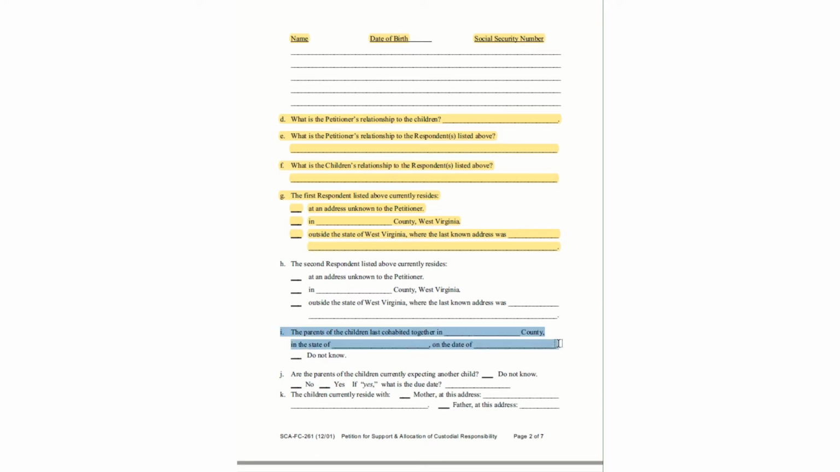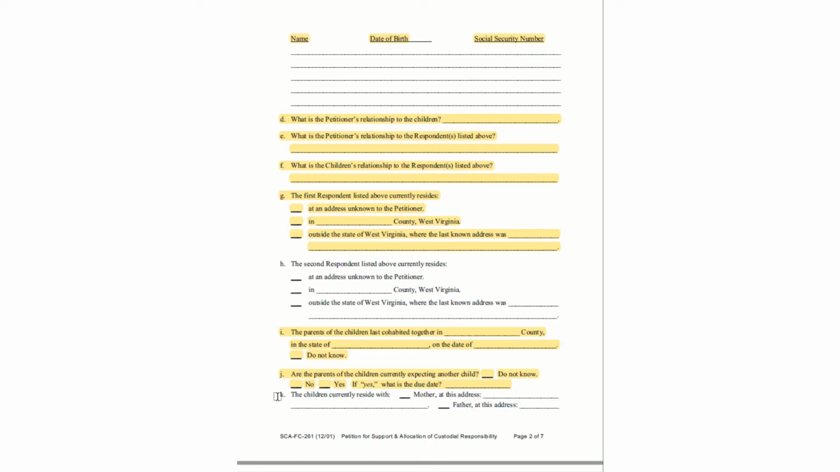On line I, if the parents last lived together somewhere, you would put that information, the county, the state, and the date where they last lived together. And if they didn't live together ever, or you're not sure, then you could just mark do not know. On line J, are the parents currently expecting another child together? If you don't know, mark that. If they are or aren't, then you would mark those boxes here. If it is yes, you're supposed to put in the due date for the child.